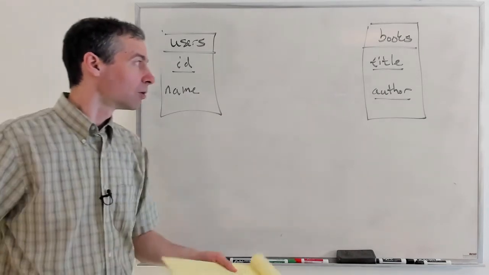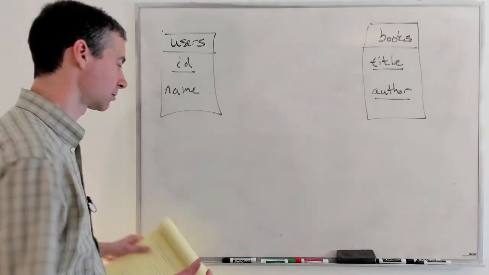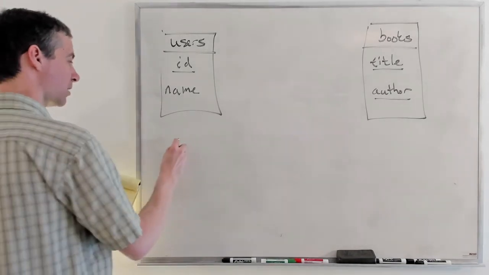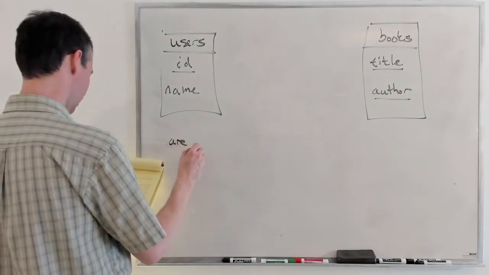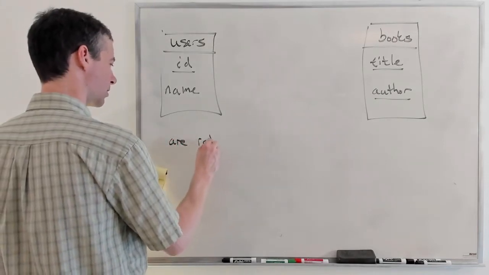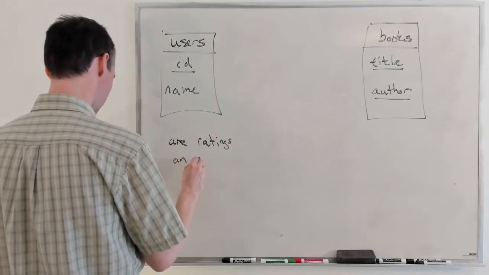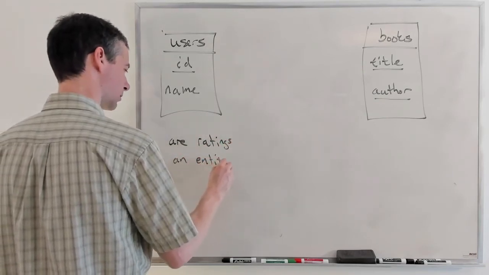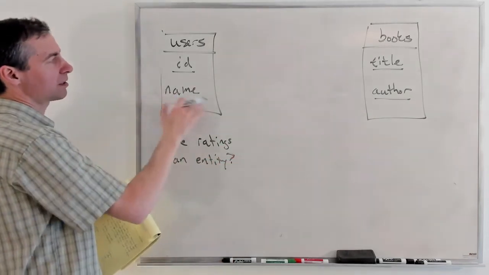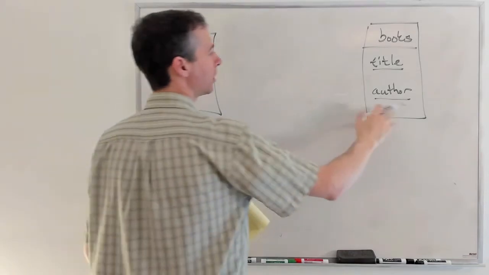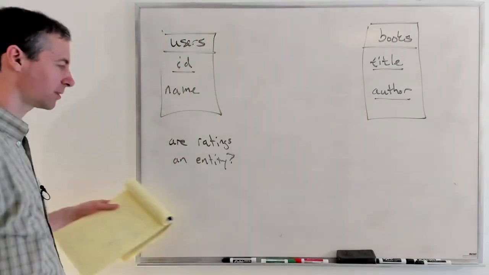Now, we're missing something though. Ratings. So the first thing I'm going to say is, well, I'm not quite sure about these ratings. Are ratings an entity? I know I'm not going to stick ratings as an attribute here or an attribute here. That doesn't make any sense. So I know I have to represent the ratings somehow.